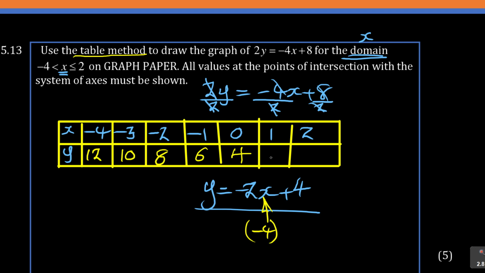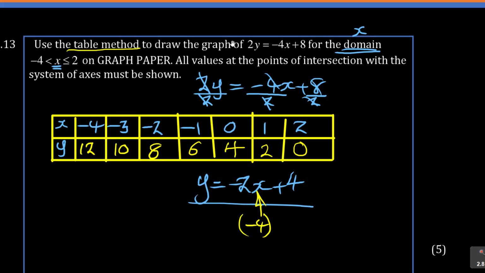1 gives us 2. 2 and 2, I think, will give us 0. Yeah, 0. So you see, even from here, you must also be careful for the flow. It makes sense: 12, 10, 8, 6, 4, 2, 0. It does make sense. Now, from here, the question was, what must we do?